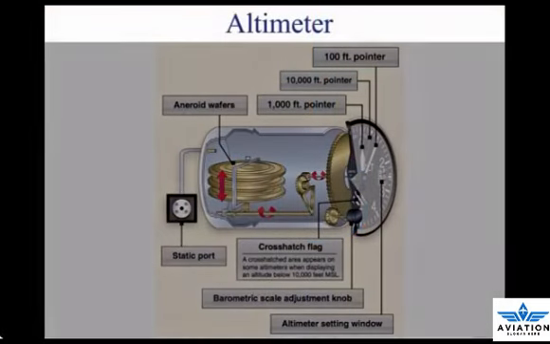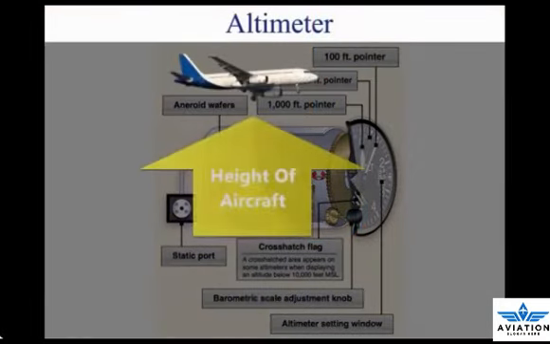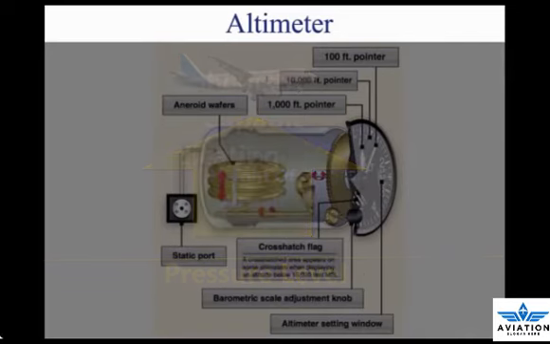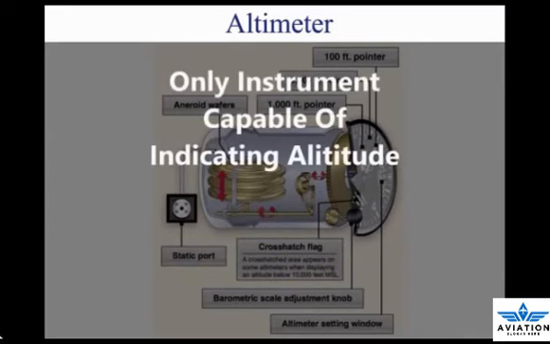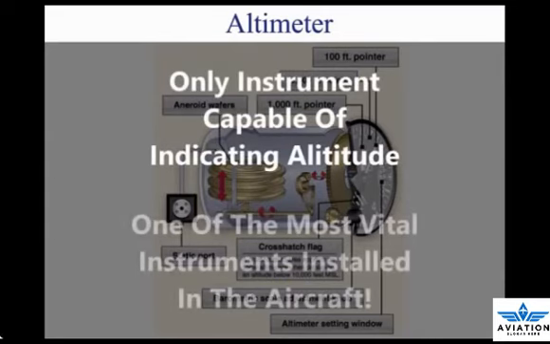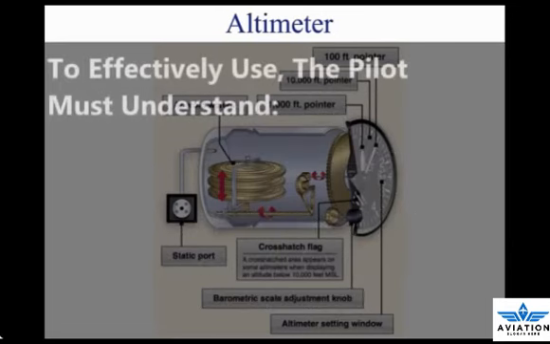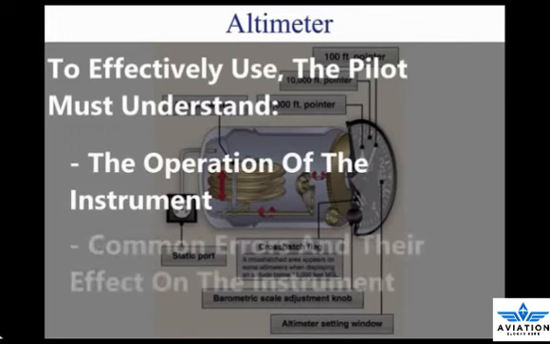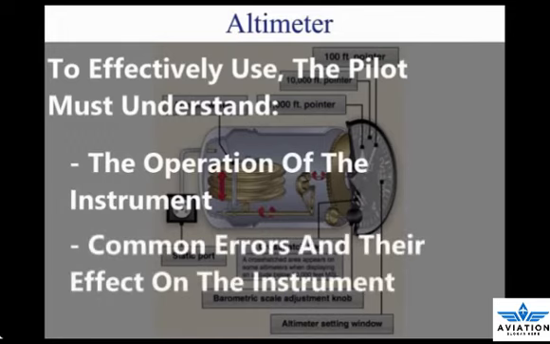The altimeter is an instrument that measures the height of an aircraft above a given pressure level. Since the altimeter is the only instrument that is capable of indicating altitude, this is one of the most vital instruments installed in the aircraft. To use the altimeter effectively, the pilot must understand the operation of the instrument, as well as the errors associated with the altimeter and how each affects the indication.